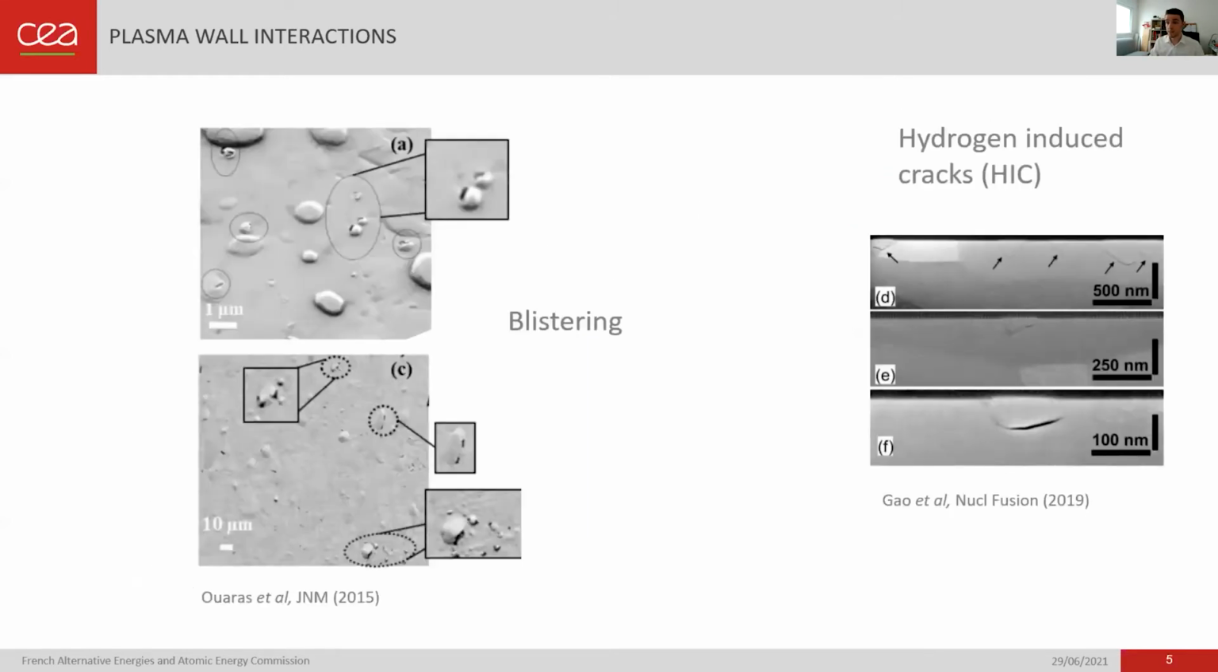Additionally, as I said before, hydrogen can lead to damage of our materials. So these are two examples: on the left-hand side, blistering, and on the right-hand side, hydrogen-induced cracks.